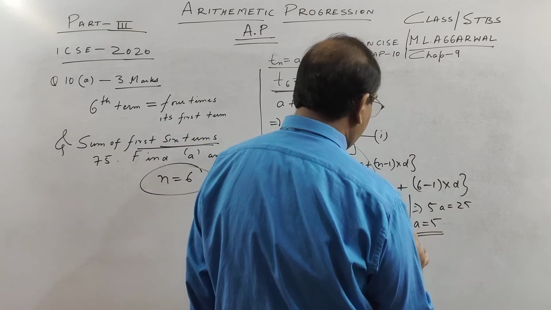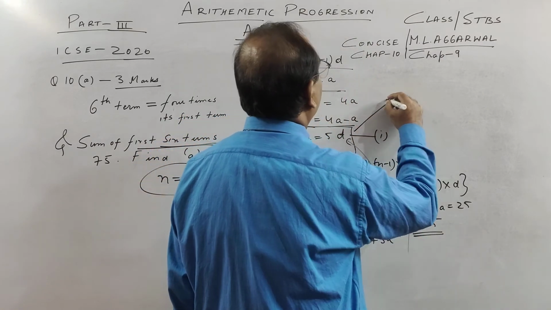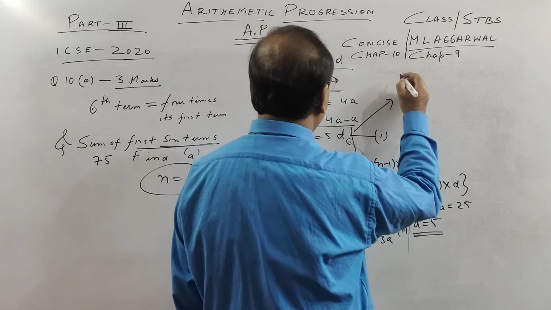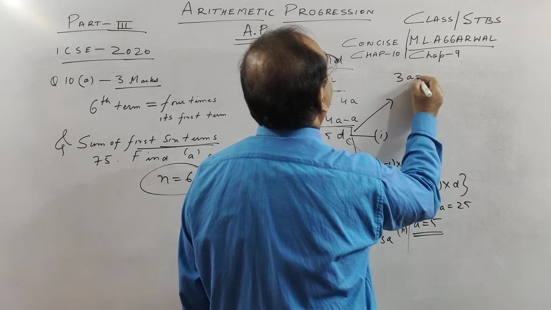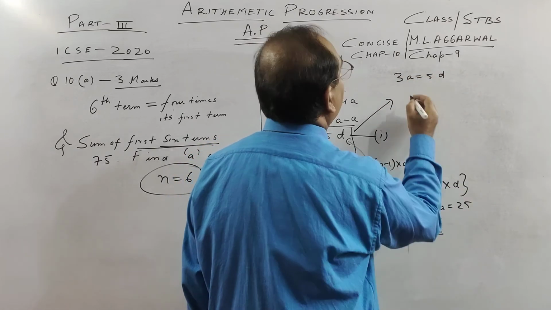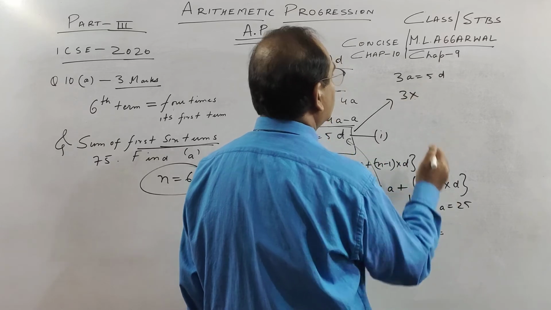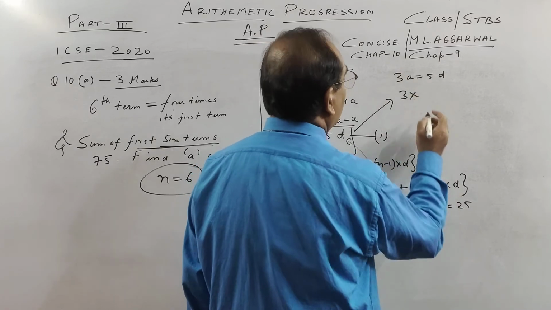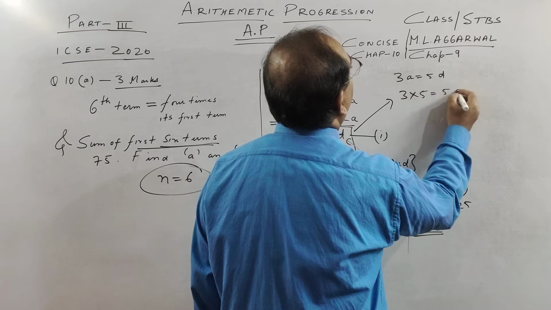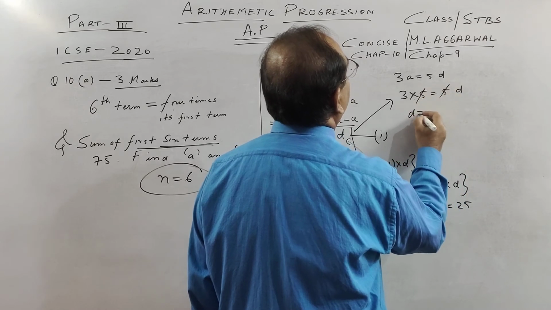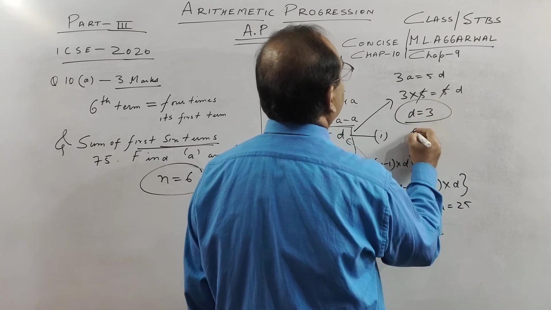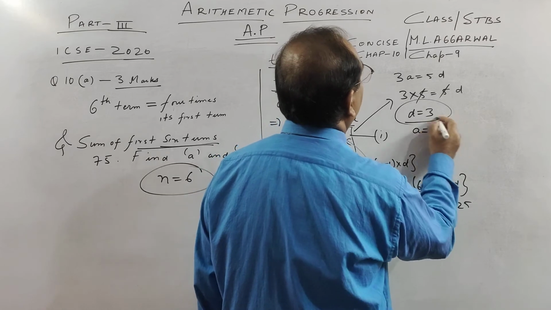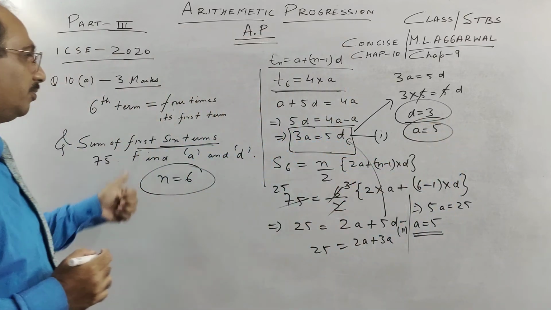Now see here, A is 5. Now I am telling you the last part, I am not writing here. So we have 3A is equal to 5D from equation 1. A is 5, children. So substituting the value of A as 5, in 5D, 5 cancels, we get D as 3. So what do we see, children? A is 5 and D is 3. This is what we had to find.